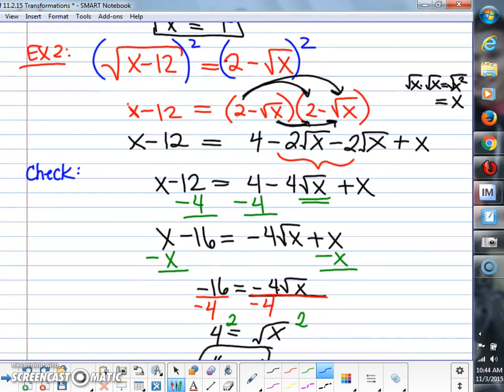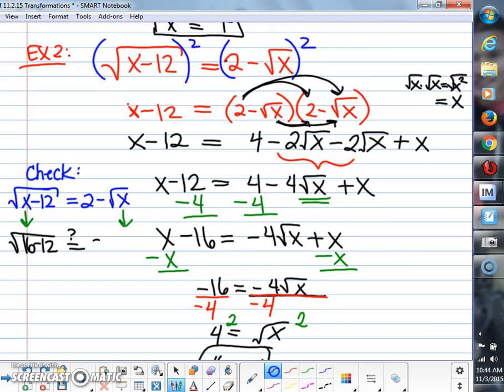So I go back to my original function. It was the square root of x minus 12 is equal to 2 minus the square root of x. Wherever I see an x, what am I going to substitute in there? 16. Okay. So you have the square root of 16 minus 12. The question is, is that equal to 2 minus the square root of 16? Okay, what's 16 minus 12?